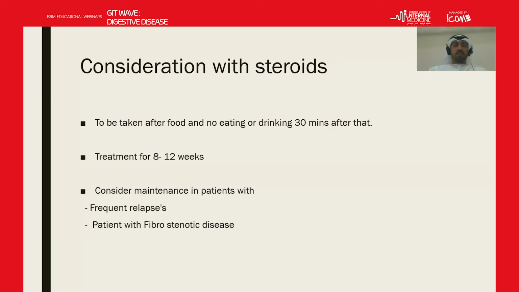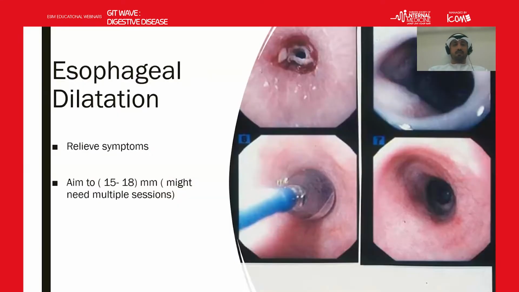So there is a specific consideration with the steroid. It should be taken after food, with no eating or drinking for 30 minutes after that. And you treat the patient for 8 to 12 weeks. Then you do a biopsy and confirm that he responded to it. If he responds, you can consider stopping it. But actually, it is very difficult to stop this medication, as the relapse rate after stopping it is up to 90% within 1 year. In patients with fibrostenotic disease, you should continue on a maintenance dose.